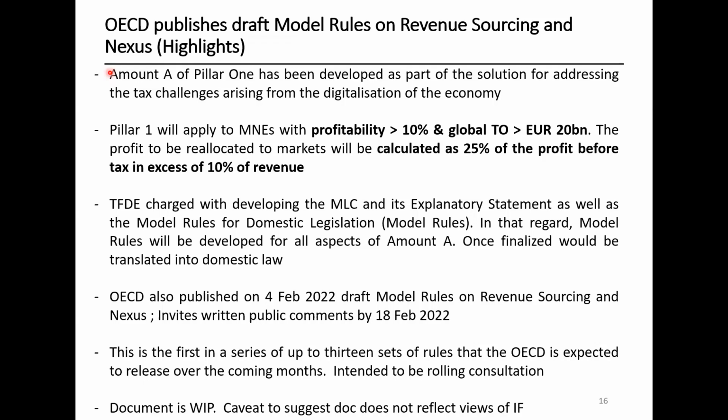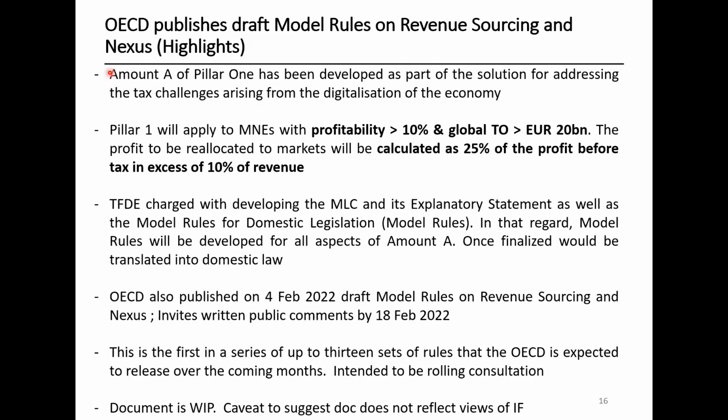A certain subsidiary body of the Inclusive Framework Committee has been charged with developing the framework on how these need to be implemented. There would be a multilateral convention and explanatory note. There would be rules and a commentary to the rules. What is now being issued are the model rules.